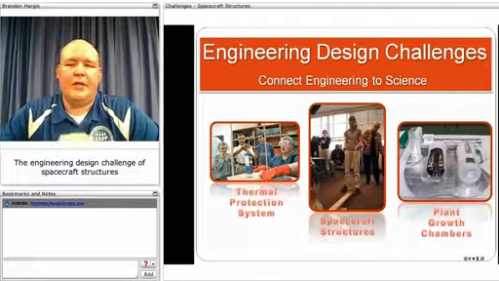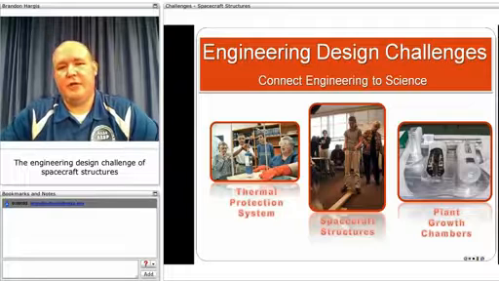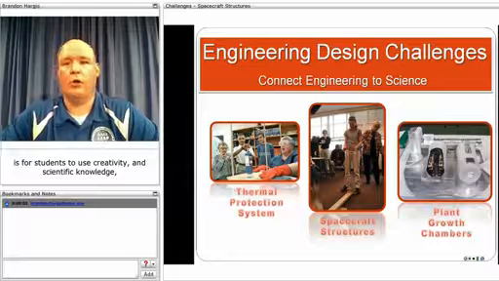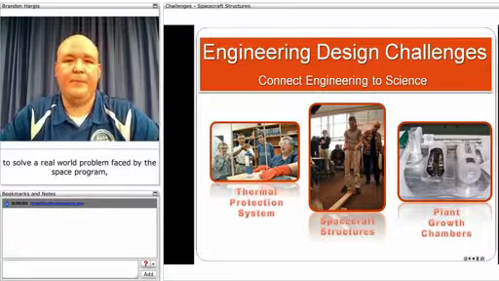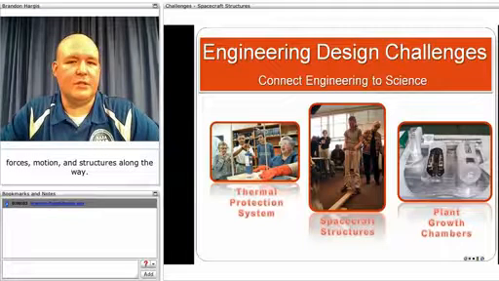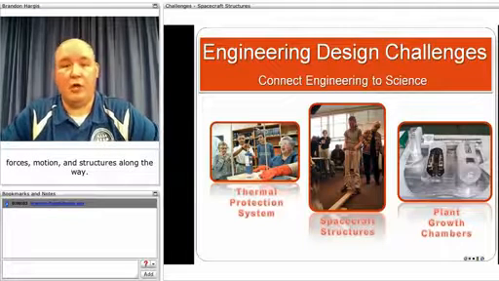The engineering design challenge of spacecraft structures is for students to use creativity and scientific knowledge to solve a real-world problem faced by the space program. And hopefully, they'll be using and learning about forces, motion, and structures along the way.